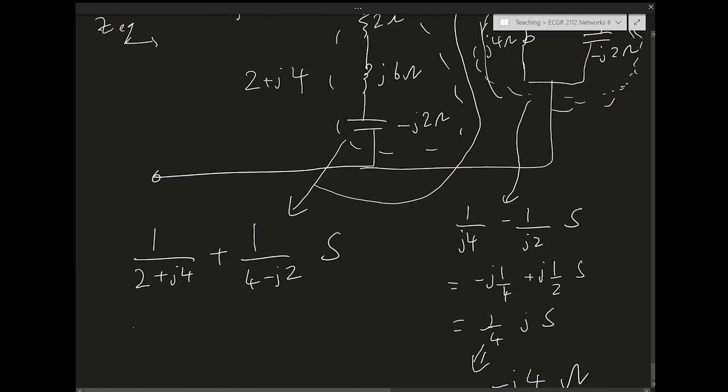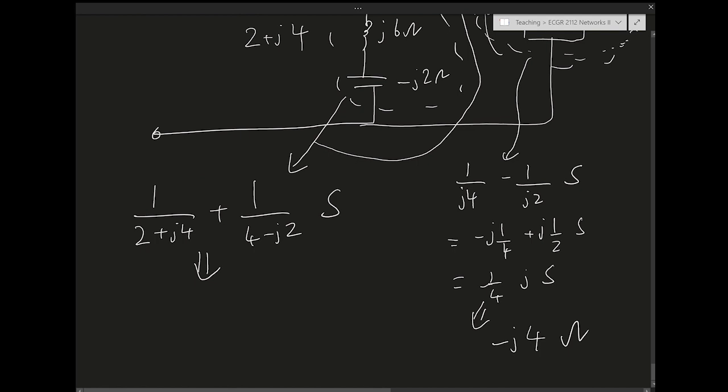So I need just to sum this up. I mean, that's easy. I just have to invert those. So I just multiply this by 2 minus J4 and multiply this by 4 plus J2 and move it to the numerator, and then do the whole thing of inverting complex numbers. When I do that, I get this result. I get 0.1 minus J.2 plus 0.2 plus J.1. So I end up with the result being 0.3 minus J.1.